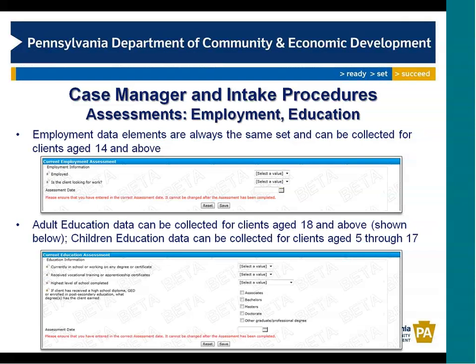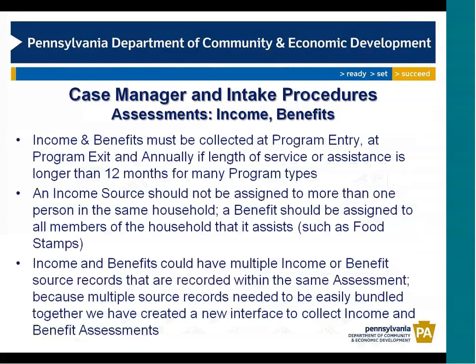The employment data remains the same, and it can be collected for all clients that are age 14 and above. If they're not 14, they won't even have that tab on their client profile. The education is broken into 2 areas. Adult education is collected for anybody that is 18 and above, and that's basic post-high school, college, secondary schooling questions. And then children's education data can be collected for people aged 5 to 17. It involves high school, elementary, middle school type questions.